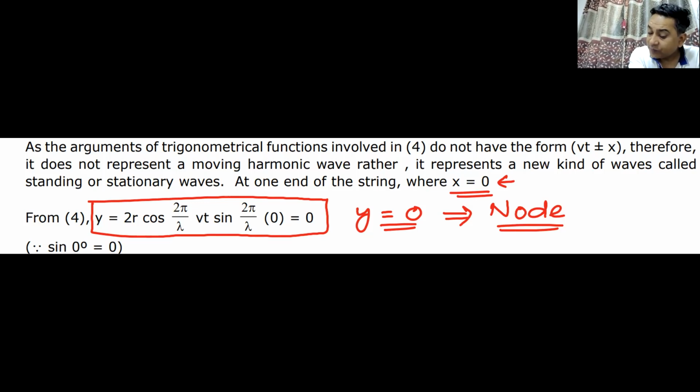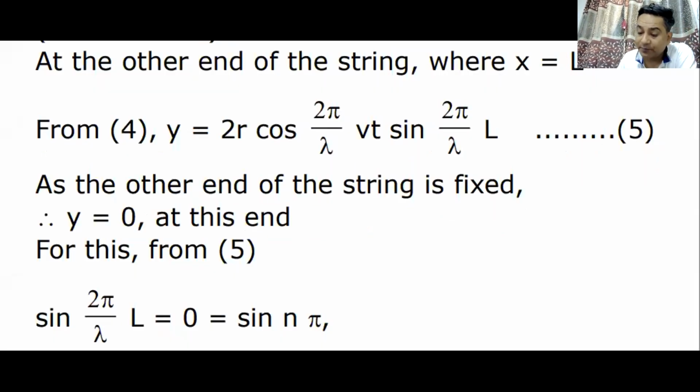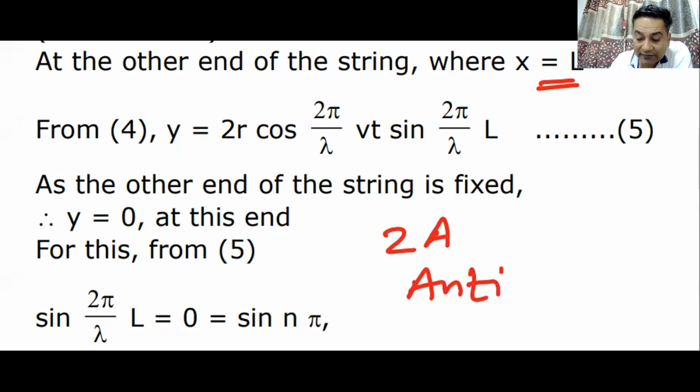Now, if there is a position where x is 0, there will also be a position where x is maximum. And the maximum value of displacement is 2A. Do we understand this? When I put the value of x as L, I will get the displacement of the particle as 2 times A. Here the particles have maximum amplitude, maximum displacement. These points are known as antinodes.